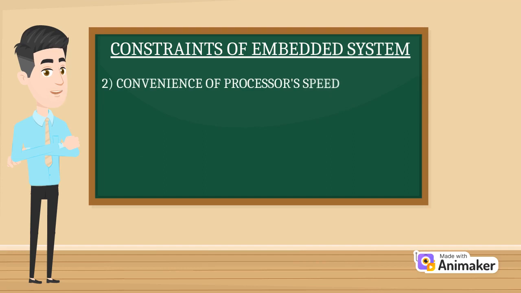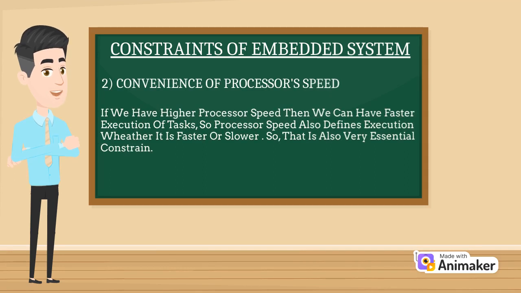2. Convenience of processor speed. If we have higher processor speed, then we can have faster execution of tasks, so processor speed also defines execution, whether it is faster or slower. So, that is also a very essential constraint.